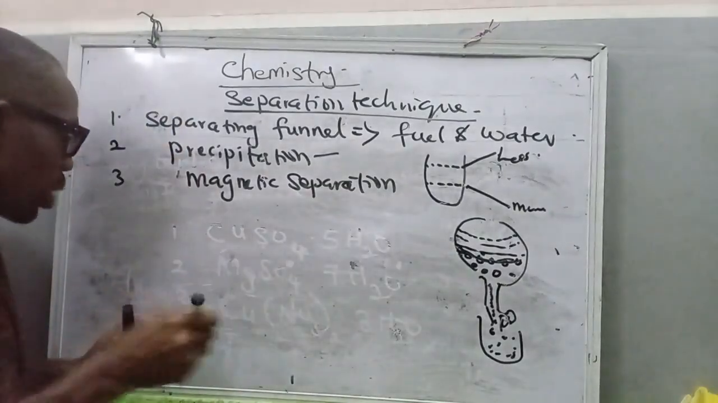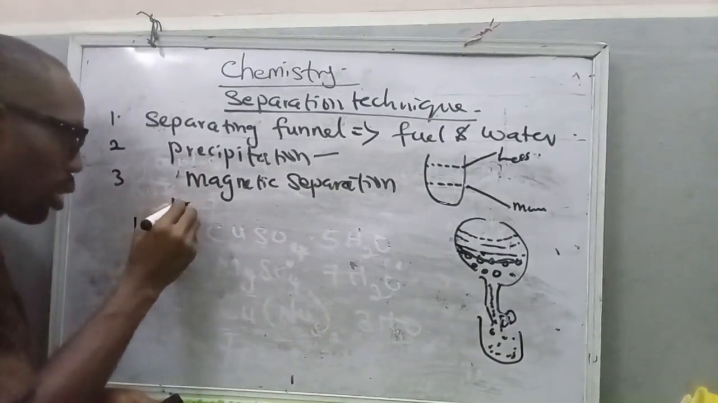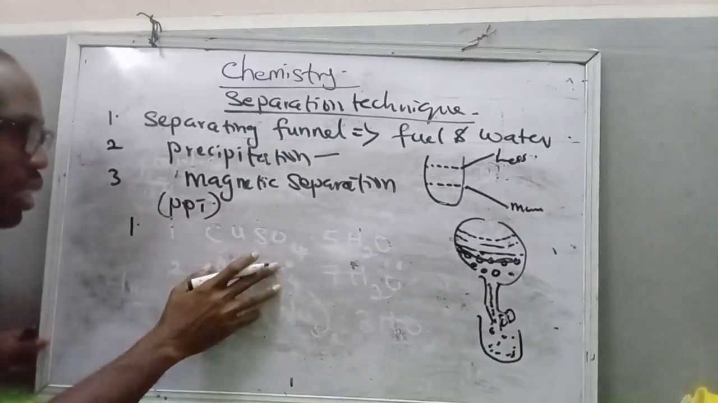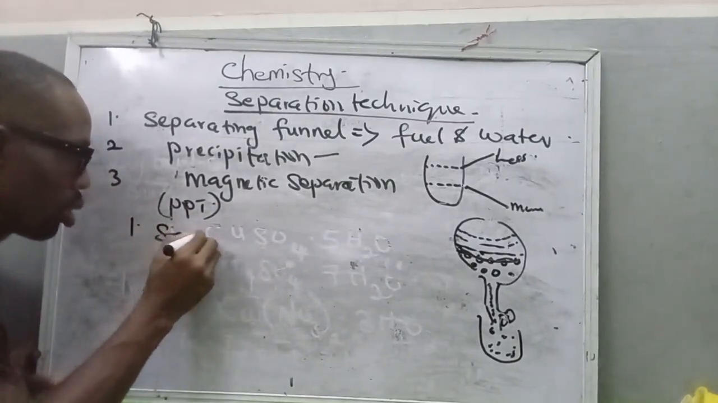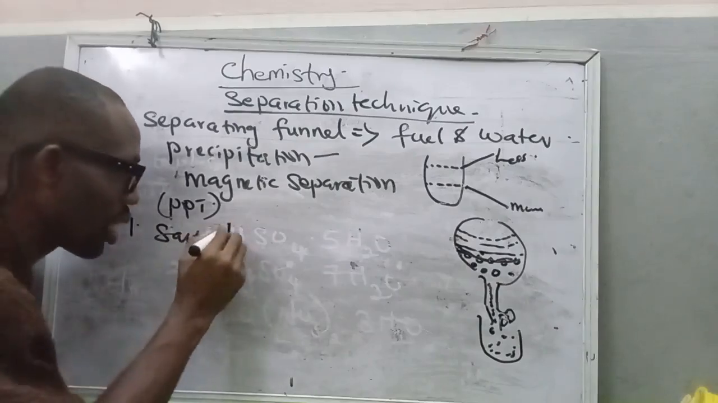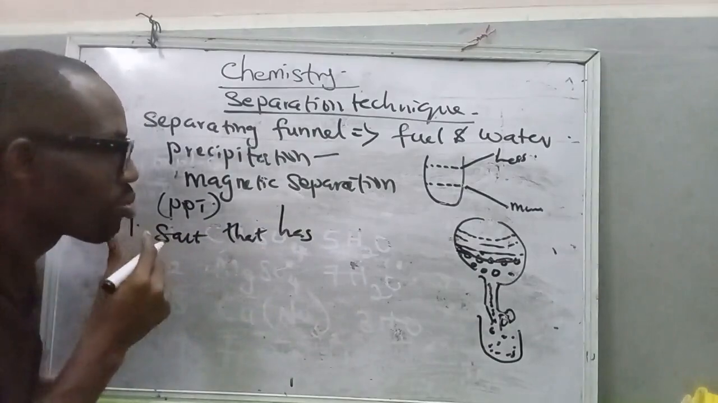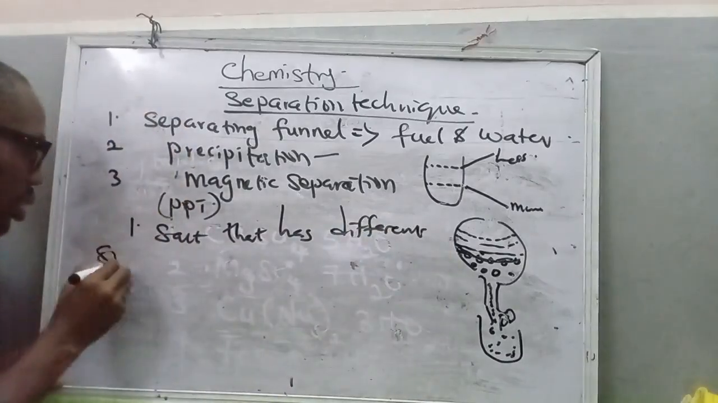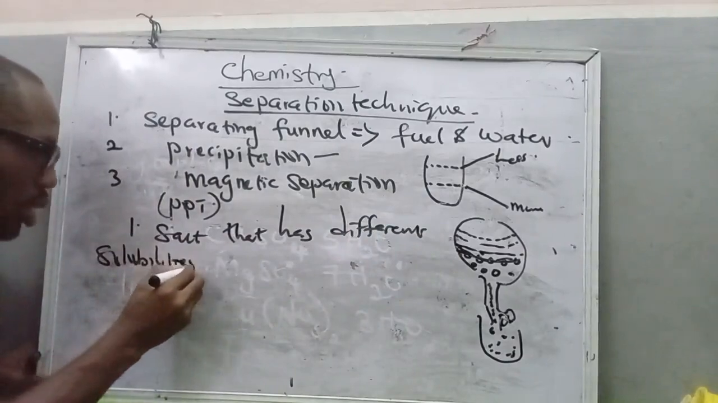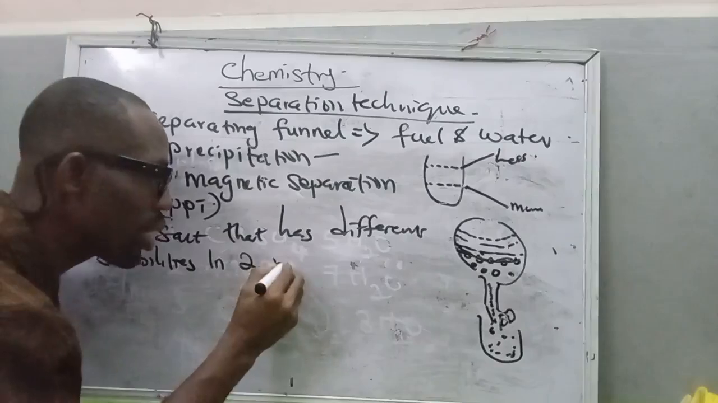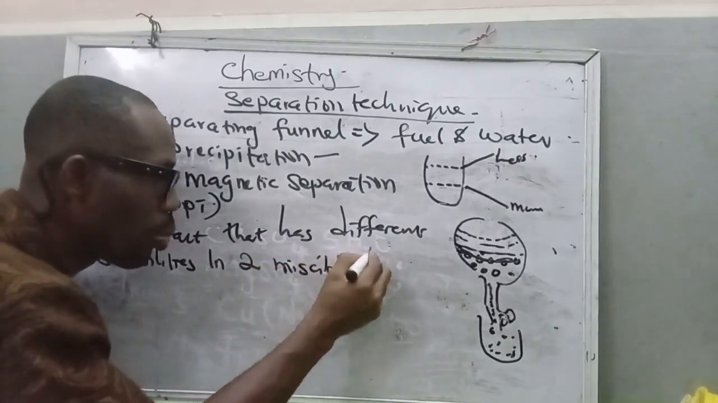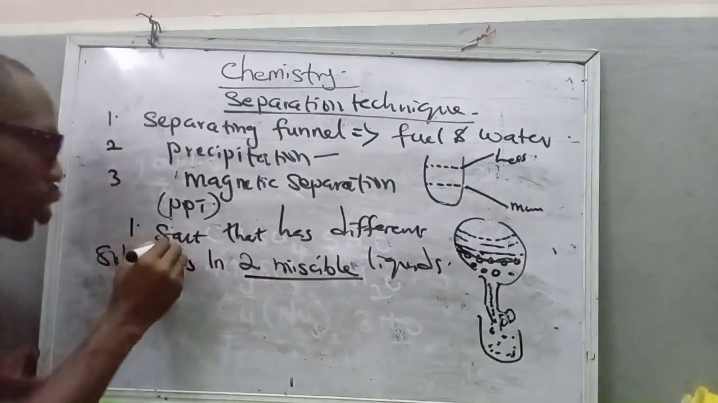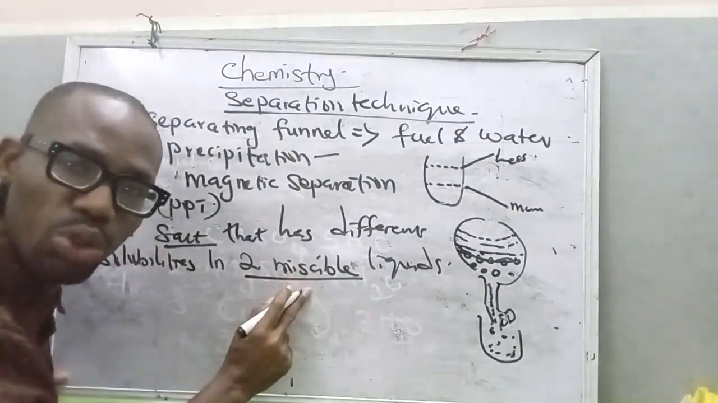So precipitation, number one. I'll just put PPT as precipitation, okay? You must know it has to do with separating a salt that has different solubilities in two mixable liquids. Take note, two mixable liquids. Very important. These liquids are mixable, but these salts have different solubility in these two mixable liquids.